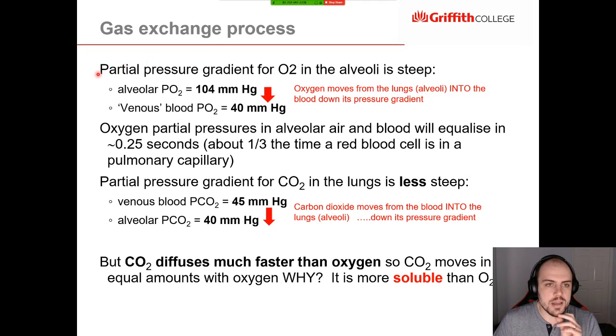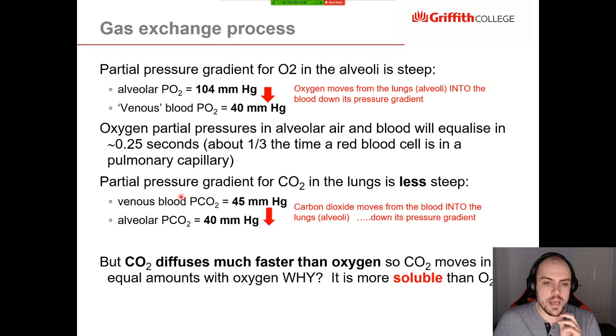Because as we can see here, the partial pressure gradient for oxygen is really steep. The alveolar partial pressure of oxygen, so the amount of oxygen I have in my alveoli, is around 104 millimeters of mercury. Now, in the venous blood, the blood moving through my veins, the partial pressure of oxygen is 40. So that's nearly a threefold difference, nearly 3 times the amount of oxygen in our lungs compared to our venous circulation.